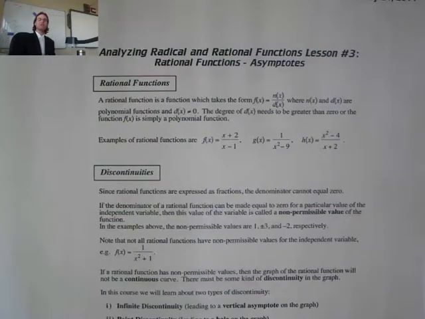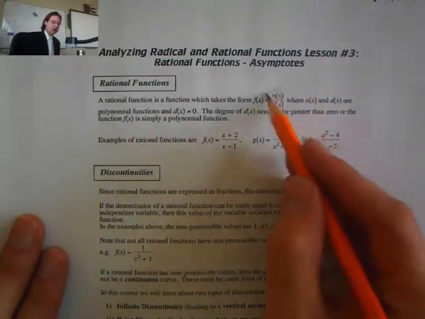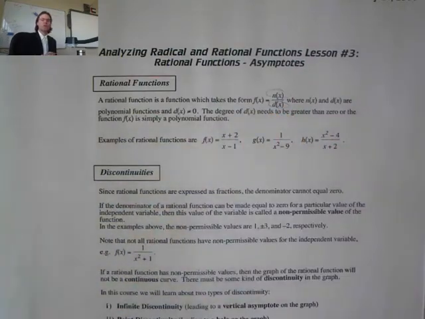Welcome back, Math 30. Today we are going to look at rational functions and their asymptotes. Okay? So to start off, what is a rational function? Well, in a rational function, we have two functions put together, one being the numerator and one being the denominator. So let's put two functions as a fraction.